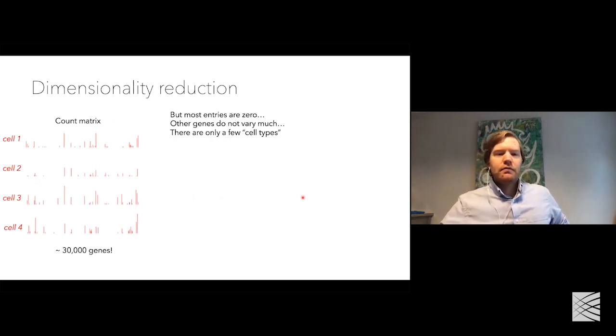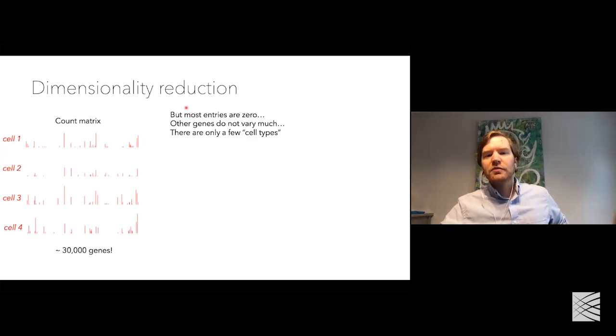Dimensionality reduction, the idea is something like this. We have a big count matrix, which has a lot of cells and a lot of genes, but as you can see, many of the entries are 0. And it sort of looks like if these are the same cell type, there's some information shared across these things. In fact, if they're the same cell type, we expect them to be quite similar in some way.